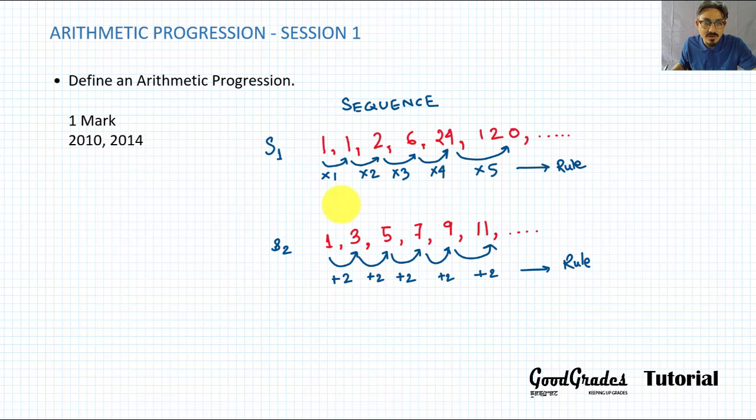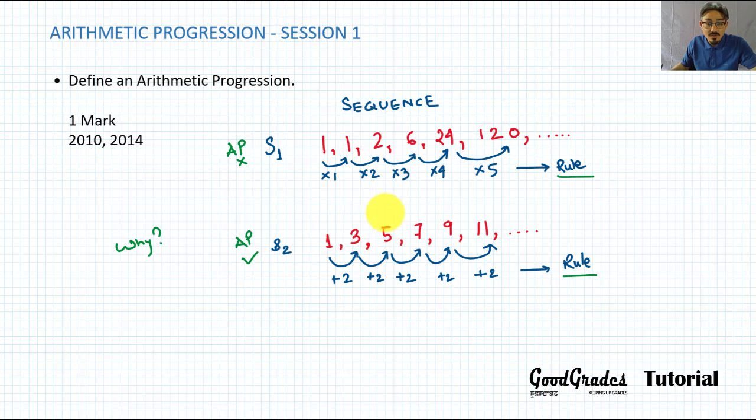Sequence 2 is called an arithmetic progression, but sequence 1 is not. Both of them are sequences, right? And both of them follow a certain rule. But sequence 1 will not be considered an arithmetic progression, while sequence 2 is an arithmetic progression. So the question is why? Both of them seem to follow the same pattern, the same rule.